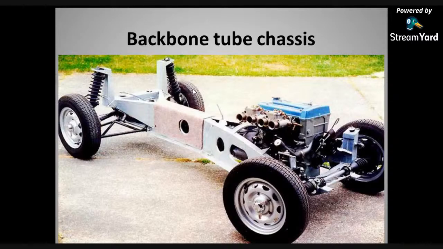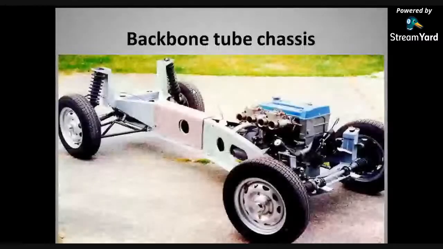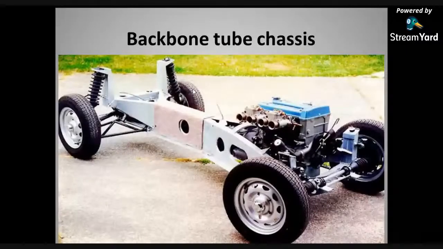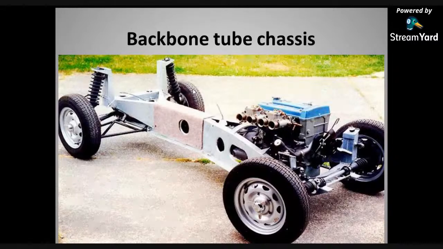So I'm moving on to the other chassis. Guys, this is the backbone tube chassis. Why do we name this chassis a backbone tube chassis? For example, our human body has a backbone, which is the spinal cord. You can see the spinal cord is a unique, tubular structure. It looks unified, and it's connecting our whole body. In the same manner, you can see the structure over here.